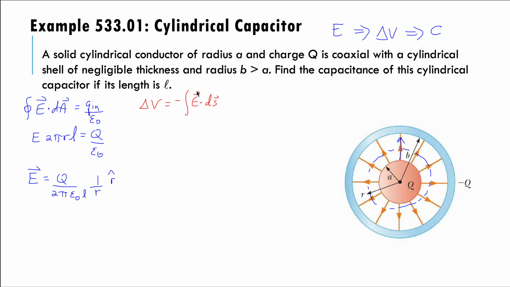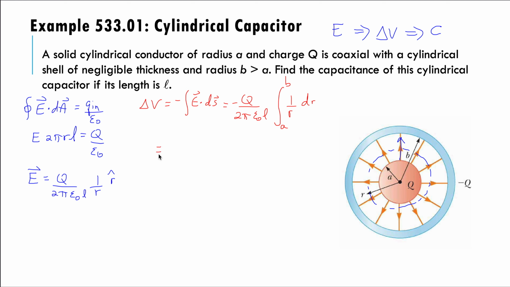Just like the previous example with the spherical capacitor, E dot ds is going to simplify to just E dr because the field is radial. So we're going to get the integral of this. Let's take the constants out of the integral: negative Q over 2 pi epsilon naught L. Then inside the integral, it's just 1 over r dr, and we're going to integrate from a to b, the inner radius to the outer radius.